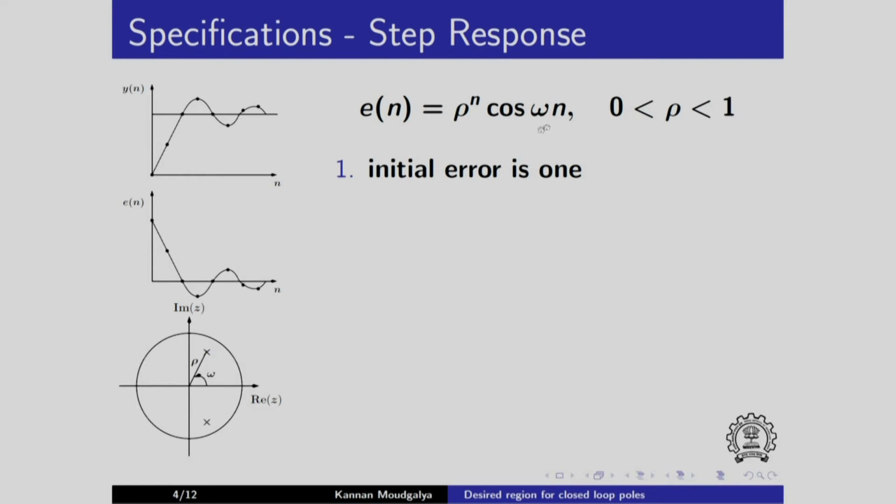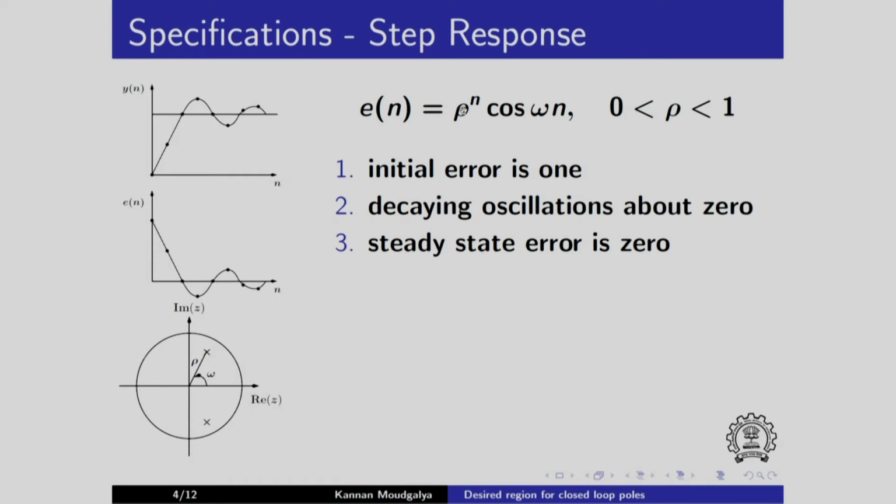Rho^n cos omega n says that the initial error is 1. When I substitute n equals 0, I get E of n equals 1, because we are talking about unit step, 1 minus 0 is 1. This also decays, just like the error decays. There are oscillations in this signal, and the steady state error goes to 0. As n goes to infinity, this becomes 0 and hence E of n becomes 0.